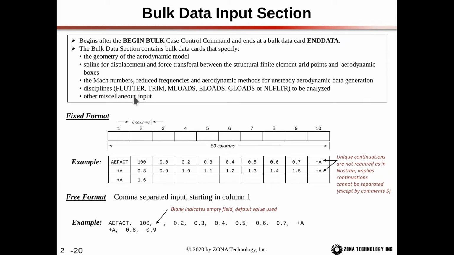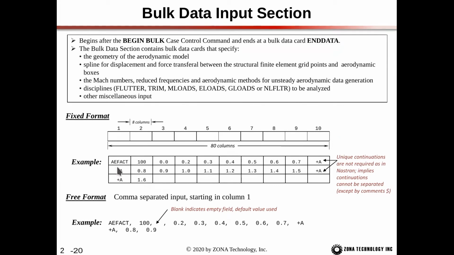be analyzed, which could be flutter, trim, maneuver loads, ejection loads, gust loads, nonlinear flutter, and there are a few others as well. And then we have other miscellaneous input. So as I said earlier, we have 2 options for the input, either a fixed format or a free format. I use the fixed format exclusively because it makes the input file, everything's lined up nice and neat, and it's easy to read. So each individual field is 8 characters. We have up to 10 fields, which gives us a total length of 80 characters. ZEUS will ignore anything after the 80th character.